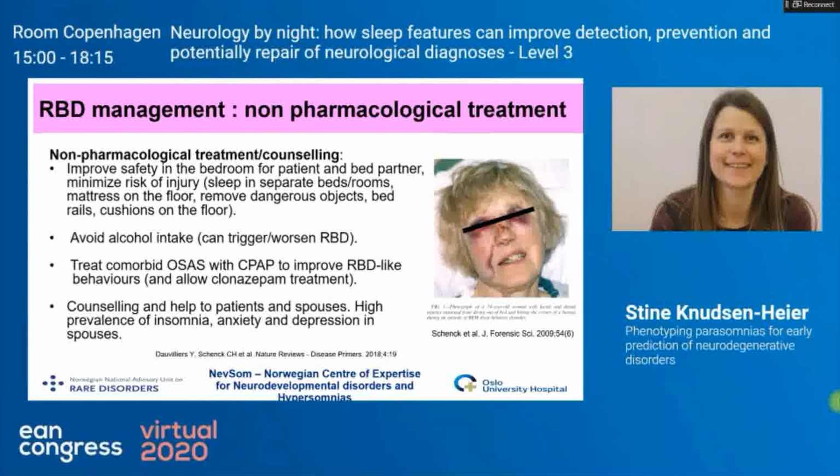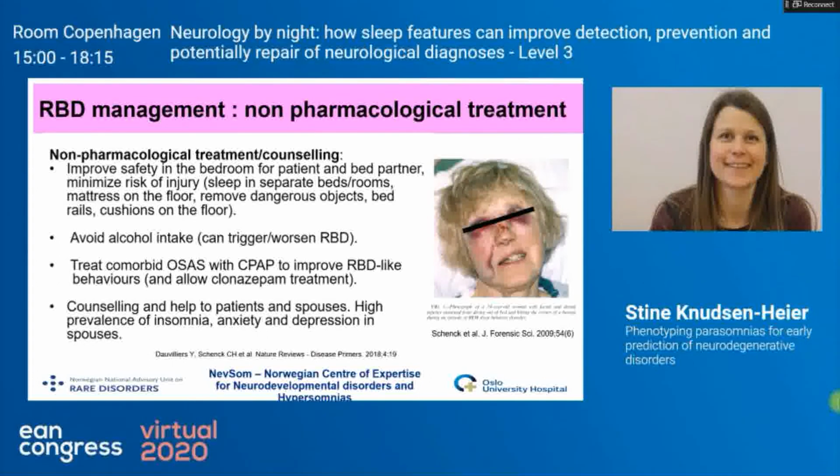So although there's no cure, you still have to do something, especially about the safety. You have to talk to the patient and the bed partner about minimizing the risk of injury, perhaps sleeping in separate beds or bedrooms, putting the mattress on the floor, etc. And then also advise to avoid alcohol intake, because that can worsen or trigger RBD.